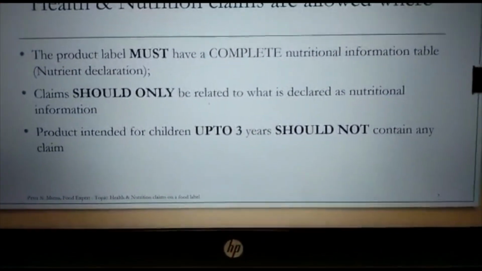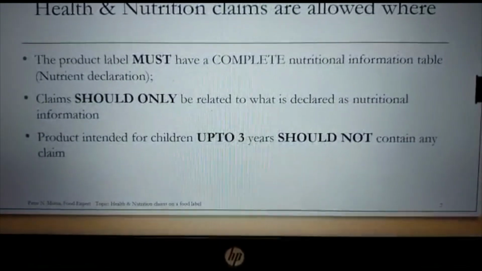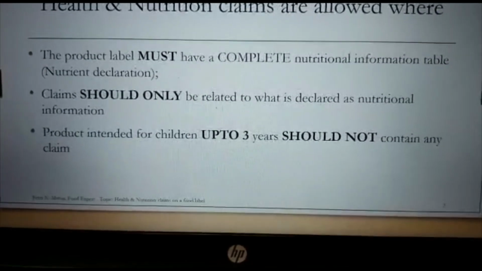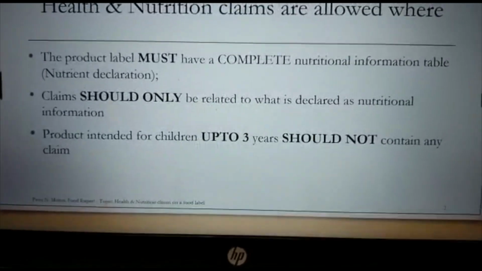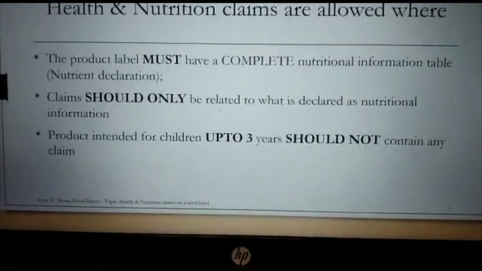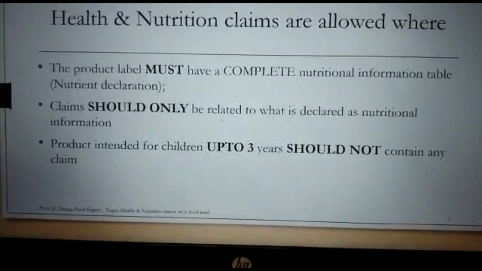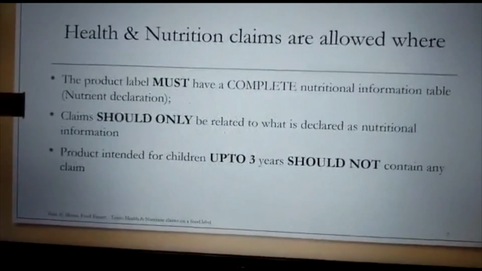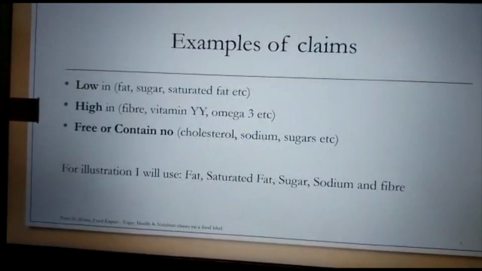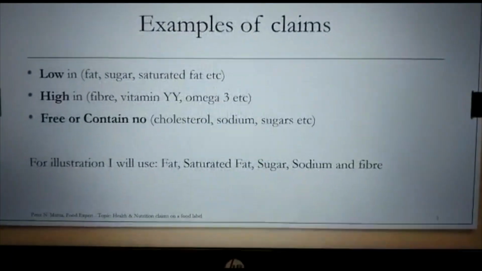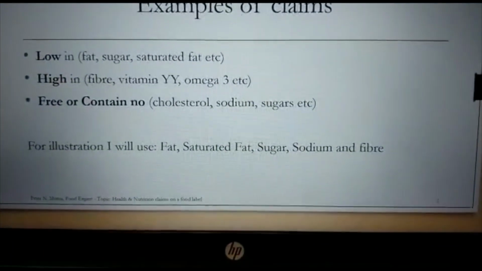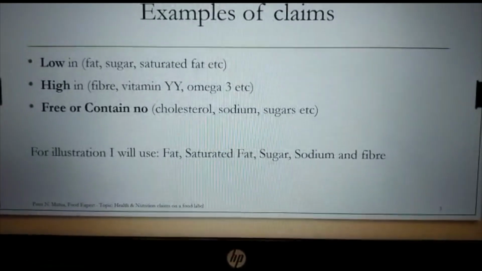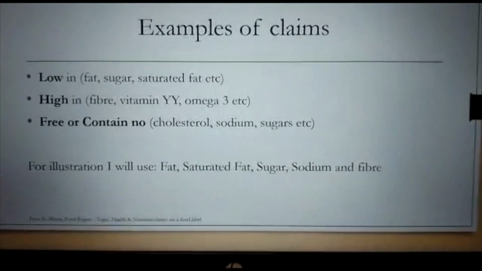The third condition is that product targeting children up to 3 years of age should not contain any health and nutrition claim. This is a subject for another day, and there are reasons and justification as to why health and nutrition claims are not allowed for product covering this age, and it will be discussed in subsequent videos. These are examples of some of the claims we usually see: low in fat, high in fiber, free of or contains no cholesterol, sodium, and related examples.